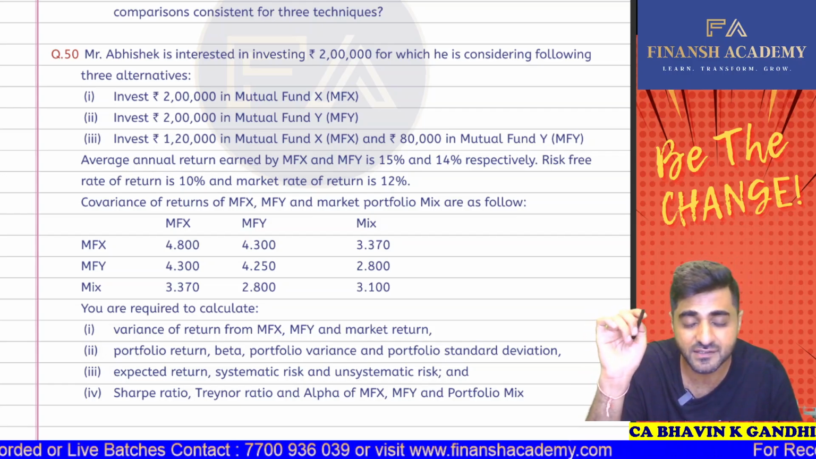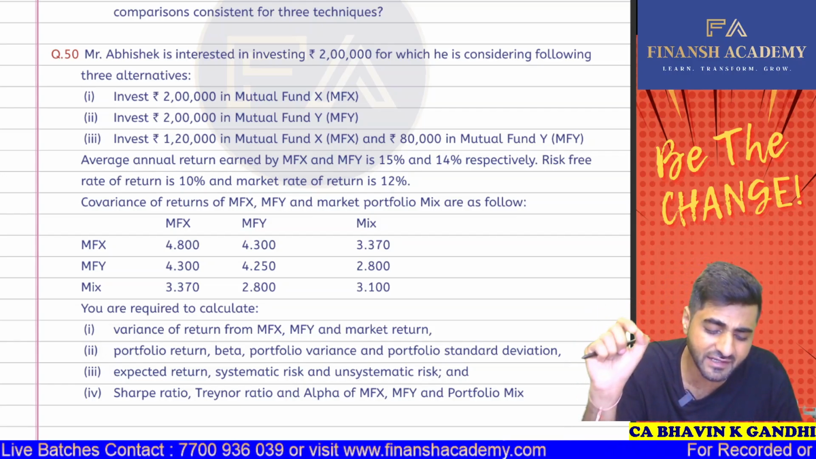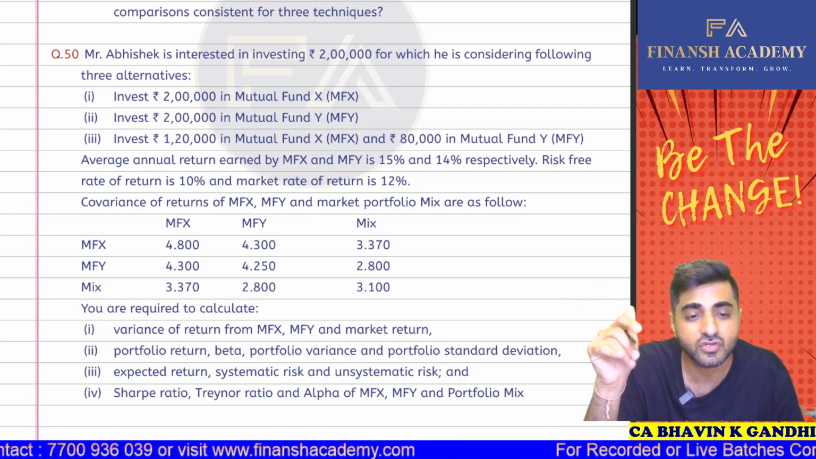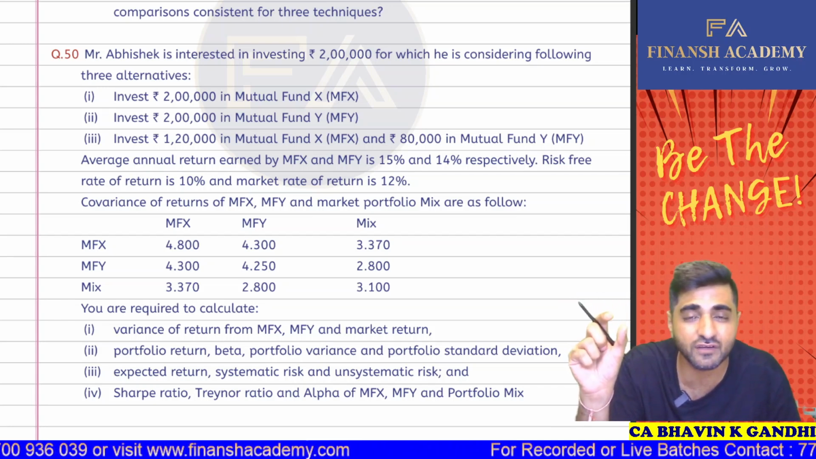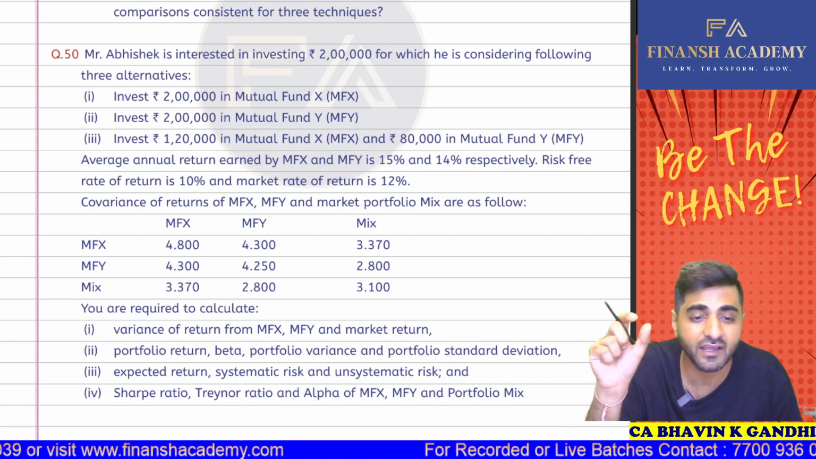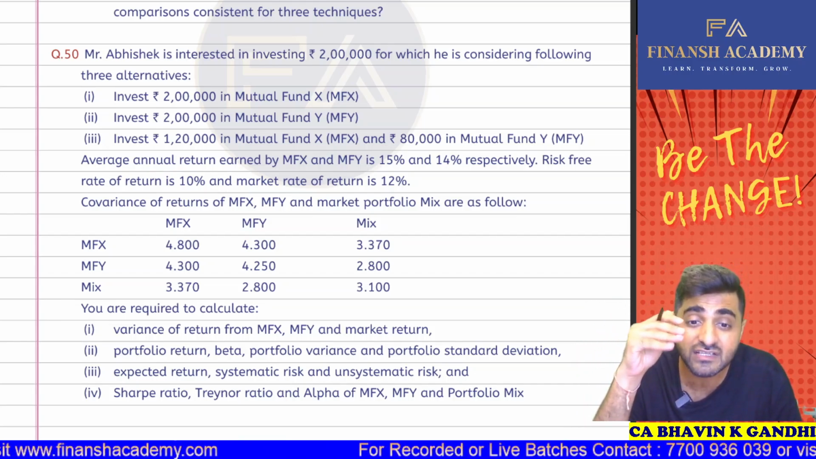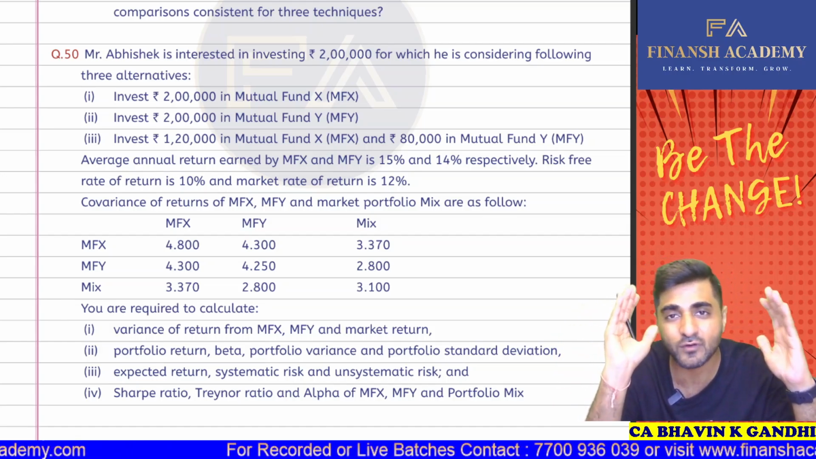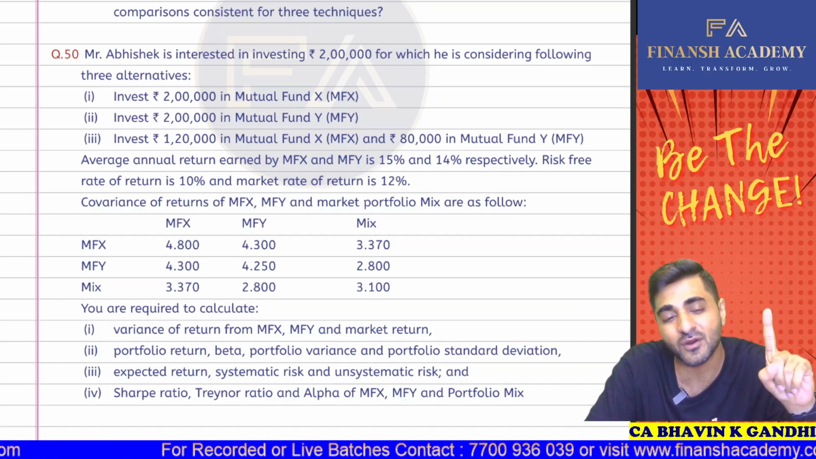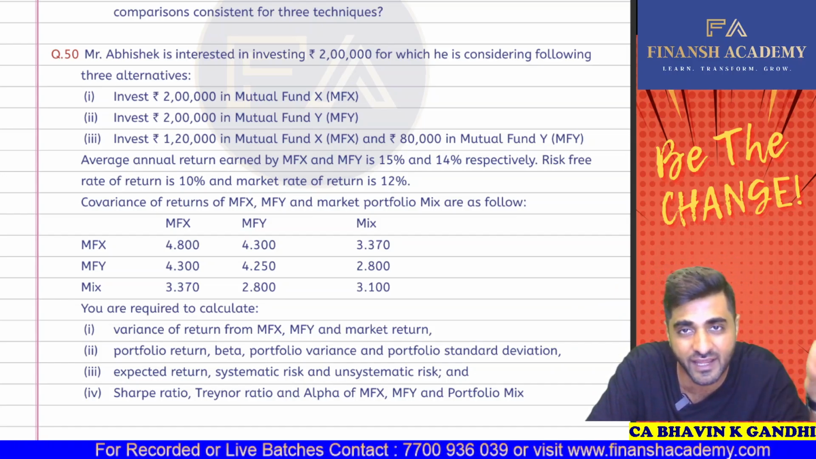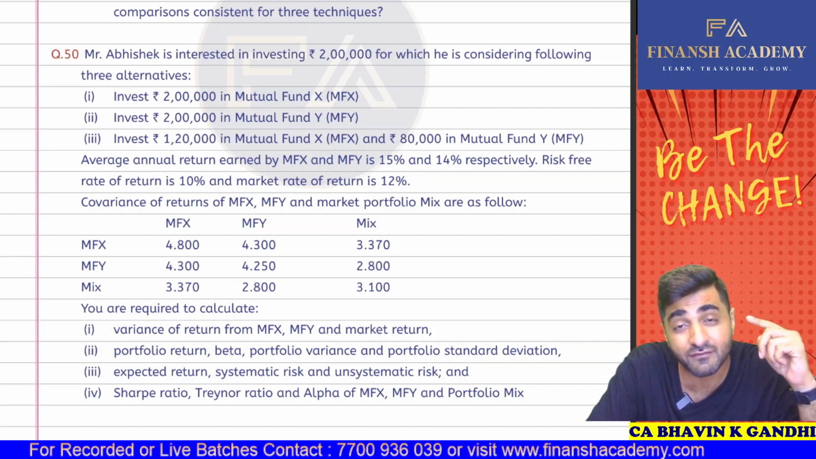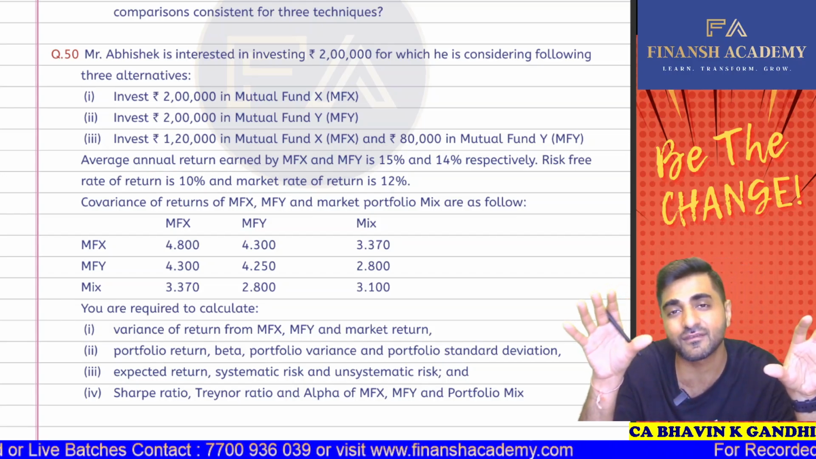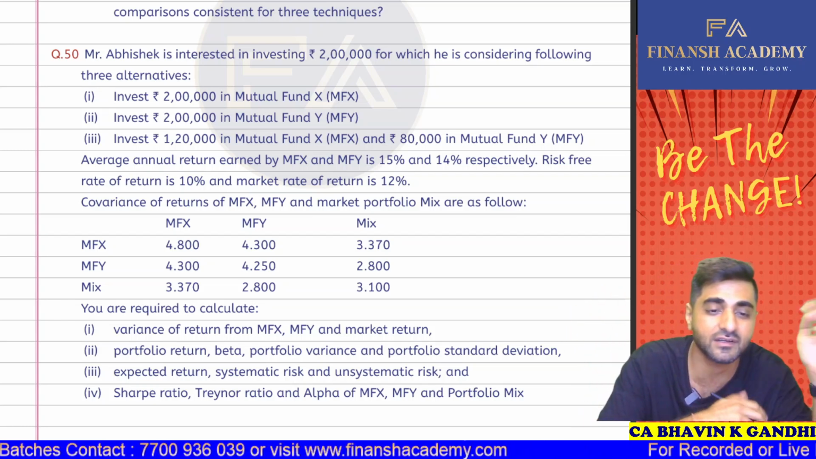Now question number 50, let's read this. Mr. Abhishek is interested in investing rupees 2 lakhs, for which he is considering the following three alternatives. So we have an investment of rupees 2 lakhs in mutual fund MFX, 2 lakhs in MFY, and the third part is we can invest 1 lakh 20 in MFX and 80,000 in MFY. So basically, if you have 2 lakh rupees, there are three options. The first option is you invest the entire 2 lakh rupees in mutual fund X. The second option is you invest the entire 2 lakh rupees in mutual fund Y. And the third option is you invest 1 lakh 20 in X and 80,000 in Y. So these are the three options, right?